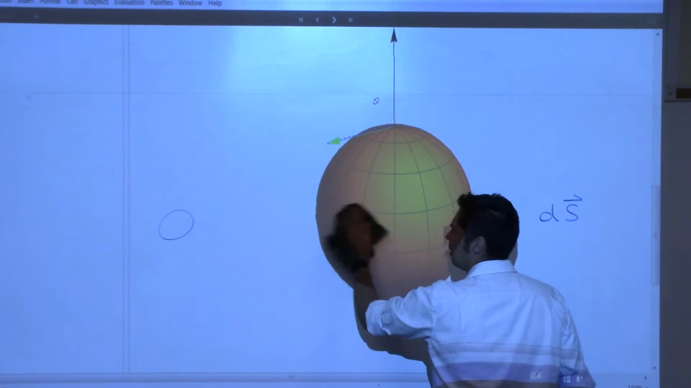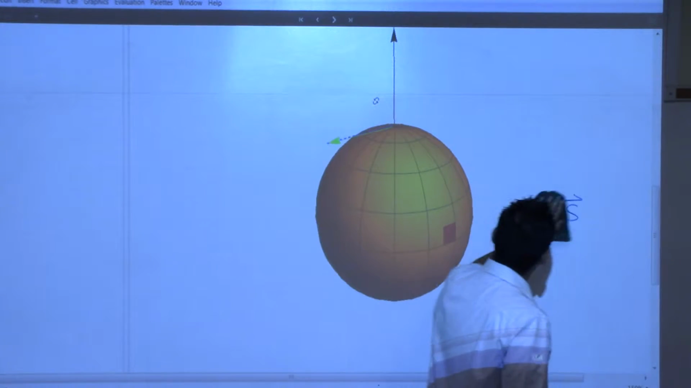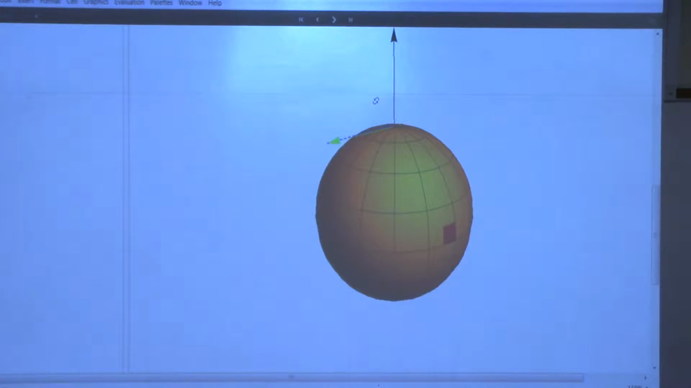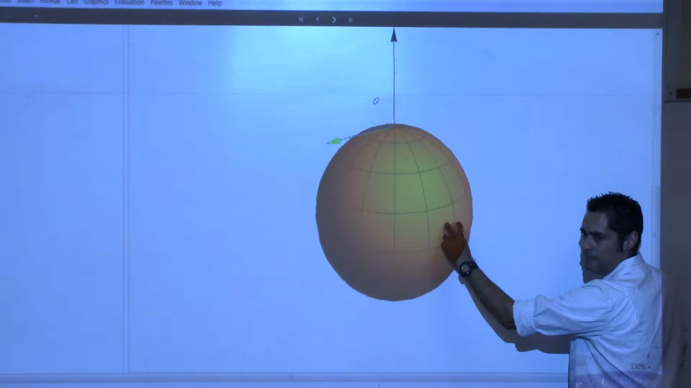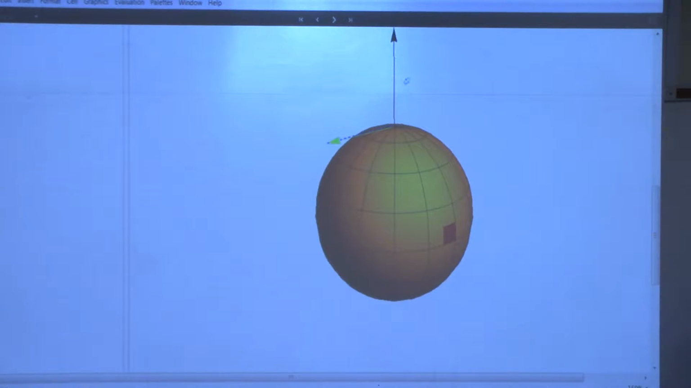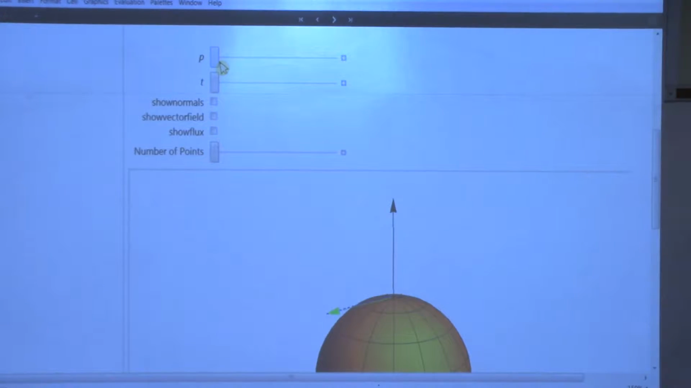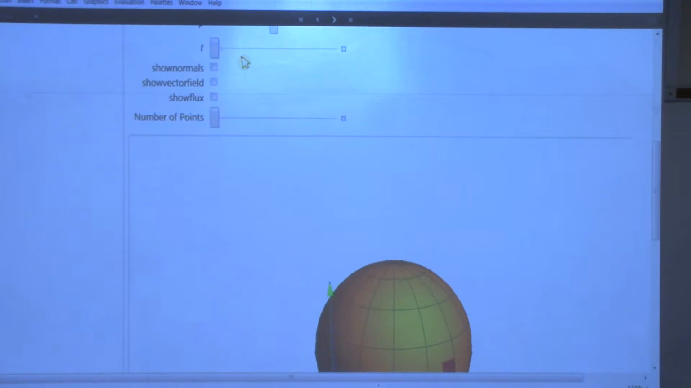Okay, and I'm going to use an oriented surface. I'm going to use a sphere as an example. This is an infinitesimal little patch on the sphere, right? I'm going to move this thing. Come on, I got to get this over here.